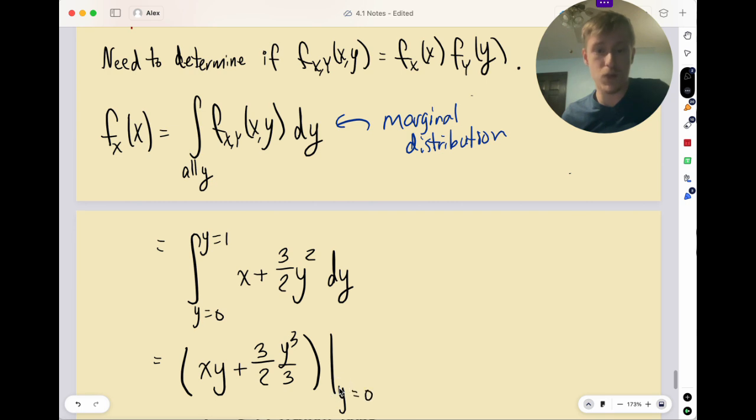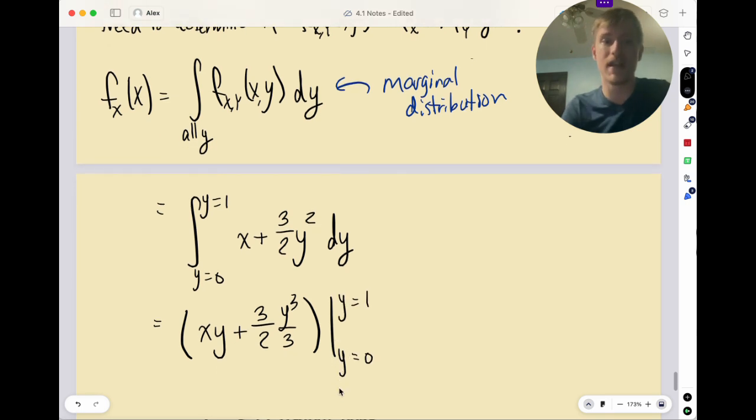When you integrate this, you should not get a number, at least not in general. You should get a function of x, because we're evaluating at y. So these 3's are going to cancel, and all I really need to plug in is y equals 1, and I'm going to get x plus 1/2. So that's my PDF for just x.